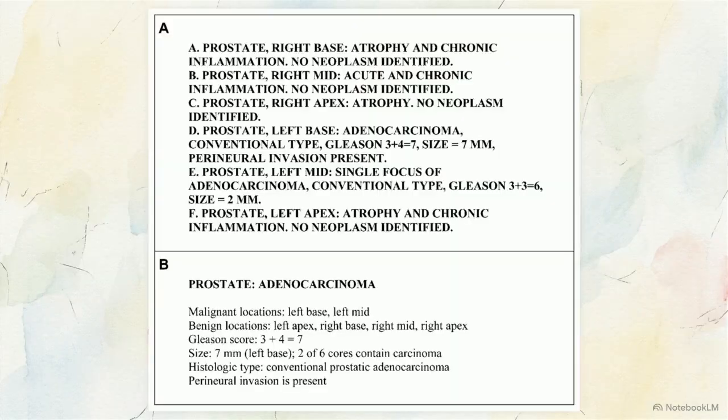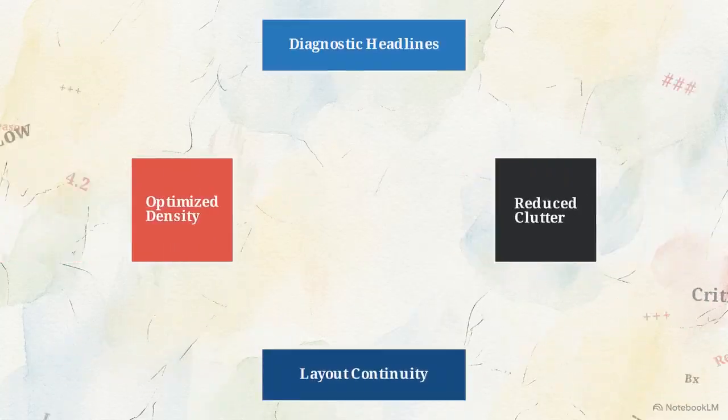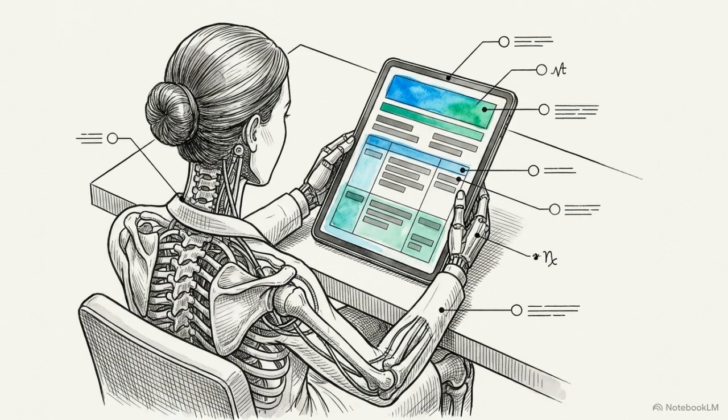On the top, we have the original, unformatted clinical text block. On the bottom, we have the systematically engineered report. The diagnostic headline instantly captures attention, isolating the cancer diagnosis from the background noise. Optimized data density, strict layout continuity, and a complete lack of visual clutter guide the clinician's eye flawlessly through the supporting details, like the Gleason score and tumor size. These four principles work together as a single system to remove the cognitive friction that previously caused readers to miss critical information. This transformation alters the speed, fidelity, and accuracy of data transfer between the laboratory and the treating physician.